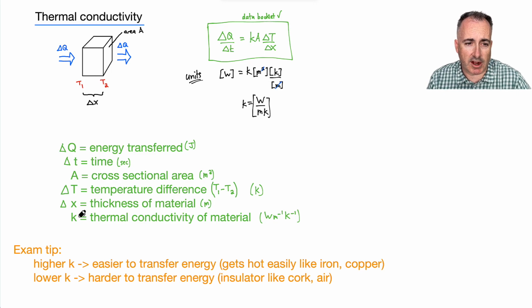But this thermal conductivity basically defines a property of different materials. For example, if it's got a higher K value, it means it's easier to transfer energy, so it doesn't take a lot to make it warm up. That means something like iron or copper, some metal, tends to have higher thermal conductivity. By contrast, something with a lower K, a lower thermal conductivity, means it's more difficult to transfer energy. It doesn't conduct thermal energy very easily. So it's something like an insulator, like cork or air, something that really insulates.